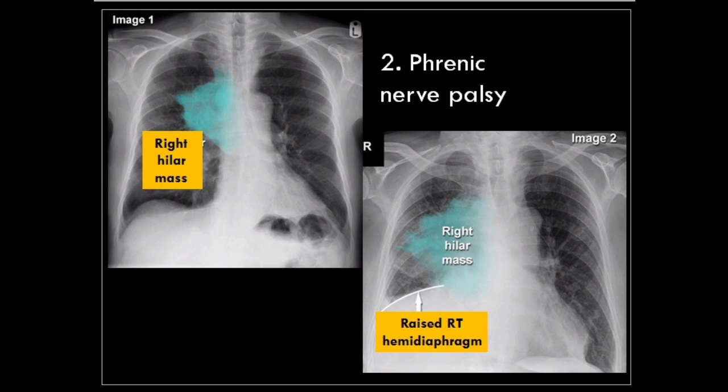The correct answer is phrenic nerve palsy. Image 2 shows the right hilar mass has enlarged. The right hemidiaphragm is raised, indicating phrenic nerve palsy due to compression or erosion by the mass. There is no visible pleural effusion or pneumothorax.